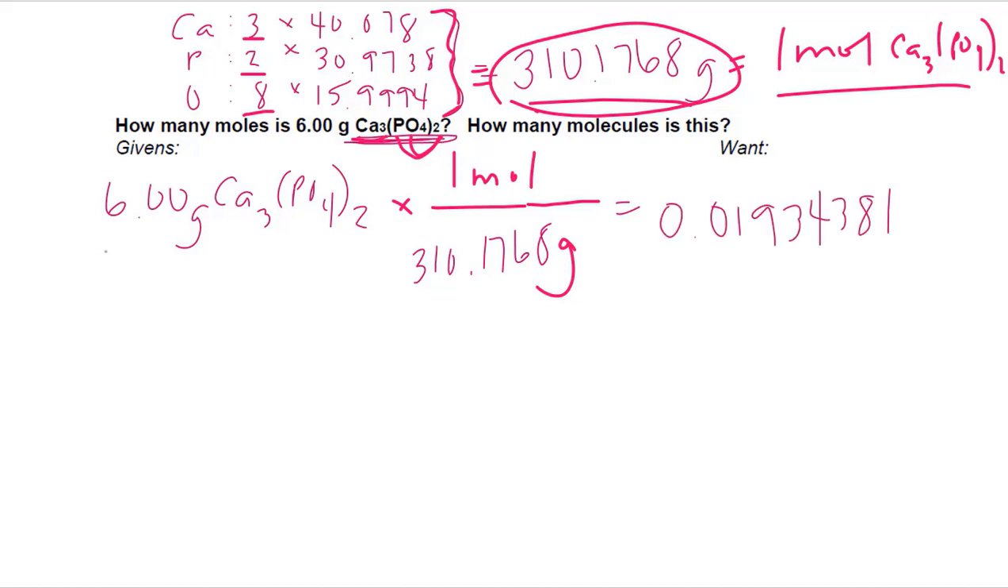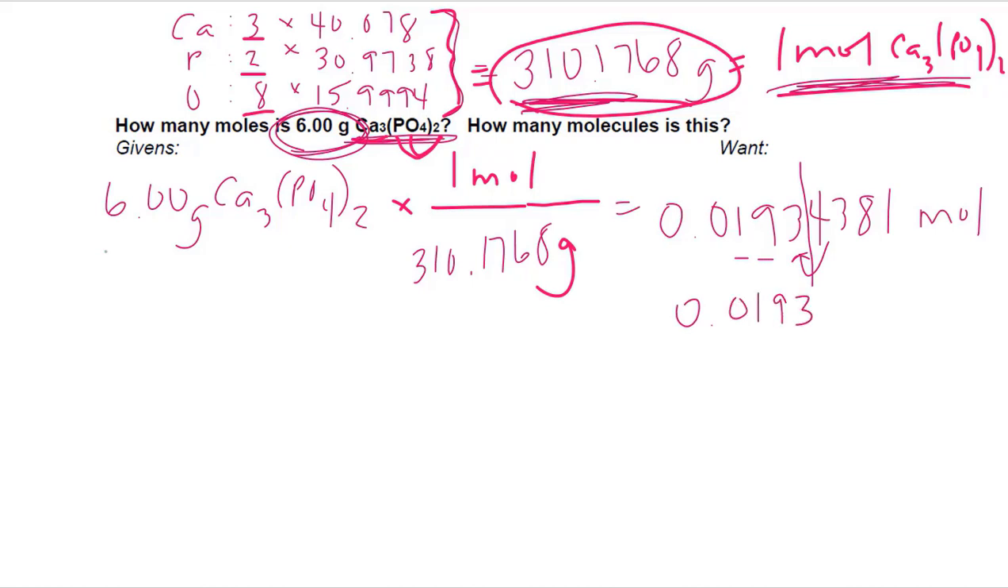And when I plug that in the calculator, I get this really small number, which makes sense because we know that 1 mole of calcium phosphate weighs 310 plus grams. So if I only have 6 grams, it's going to be a small fraction of that 310. I've got 3 sig figs here, so I'm going to count 1, 2, 3. That 4 is not going to change my 3. So I will have 0.0193 moles of calcium phosphate.